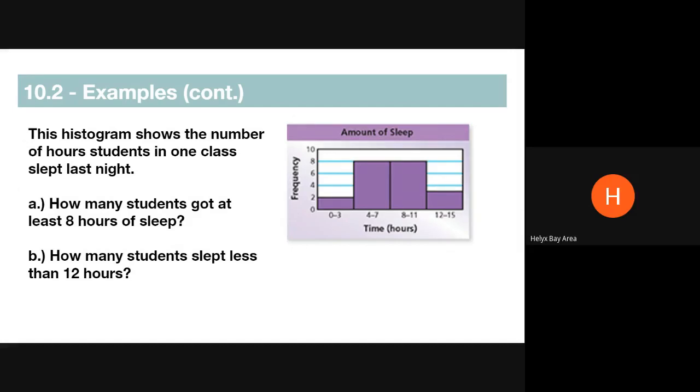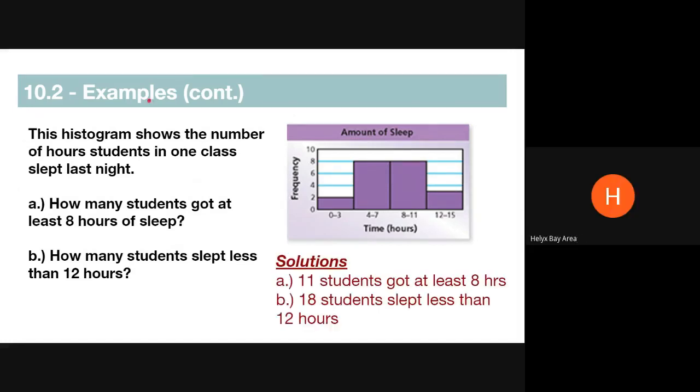Okay, Tanmay, try to answer B. How many students slept less than 12 hours? 18. Yep, good job. So A is 11 students got at least 8 hours of sleep, and 18 students got less than 12 hours of sleep. So good job.